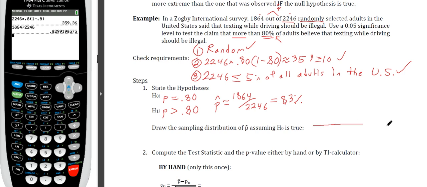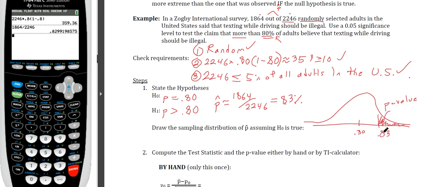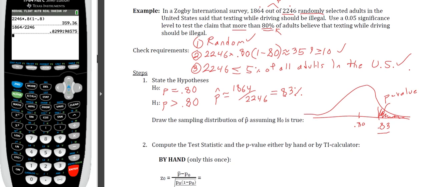If we draw a normal curve, our supposed value of 0.80 should be in the middle here, and we want to see if 0.83 is weird enough. So 0.83 is somewhere up here, and what we're going to find is this percentage. This percentage, the area of that tail, is going to be our p-value. It's our probability of seeing something as extreme or more extreme than what was observed, that 0.83 value. Okay, so that's what we're really looking at.